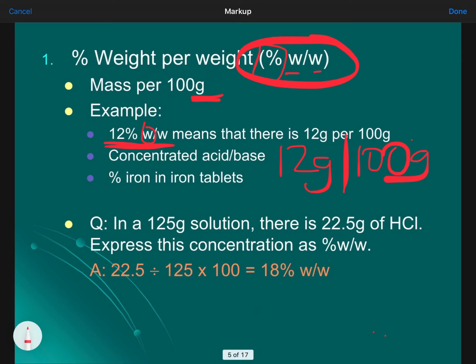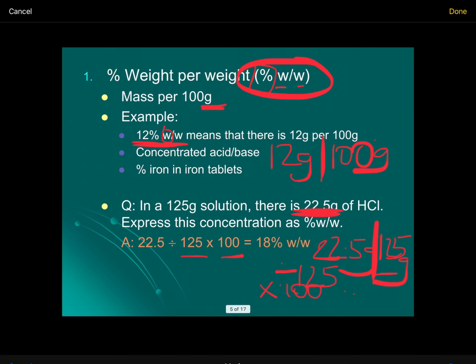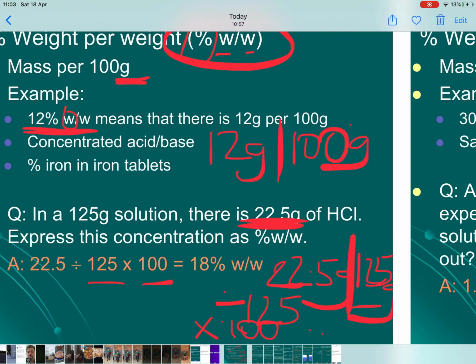solute, okay? And then if you got an example like this, look, if they told you that they had 22.5 grams of HCl in 125 grams of solution, but they want you to express that as percent weight per weight, you must bring this down to 100, okay? So how will you do that? Well, the easiest way I think of doing that is if you divide both sides by 125, that brings it down to 1 gram, and then multiply by 100 to bring it back to 100 grams. And that's what they're doing there. They're dividing by 125 to bring it to 1 gram, and then multiplying by 100 to bring it to 100 grams. Okay, so that's that first one.